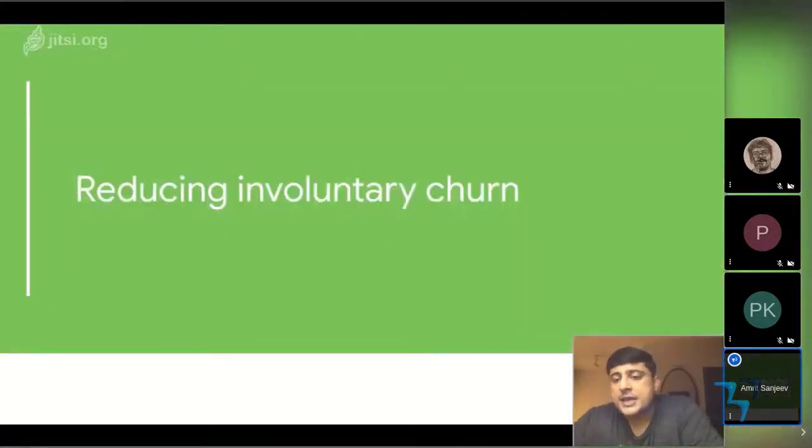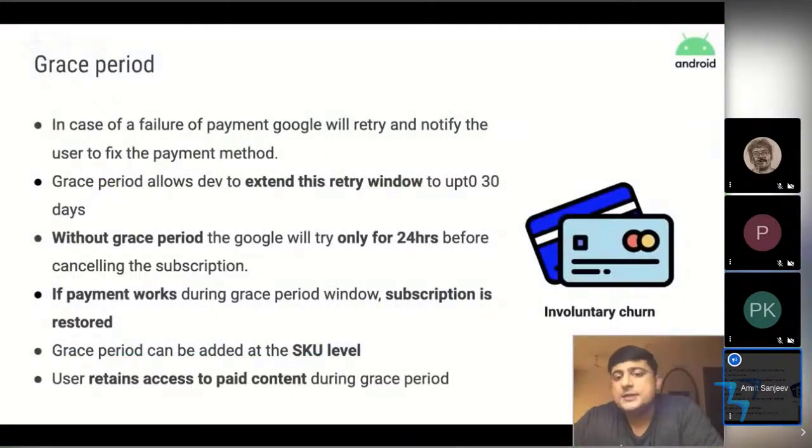Now, in order to reduce involuntary churn, you can use grace period. Grace period is, like I mentioned earlier, when your payment instrument fails, then Google will retry for say 24 hours, and the user is informed to fix the payment method. If the user doesn't fix the payment method within that period of time, the retries will continuously fail, and the user will be cancelled. Grace period allows you to extend this retry window up to 30 days. It is only in increments: 3 days, 7 days, 14 days, and 30 days. There are 4 options available for you to do this.